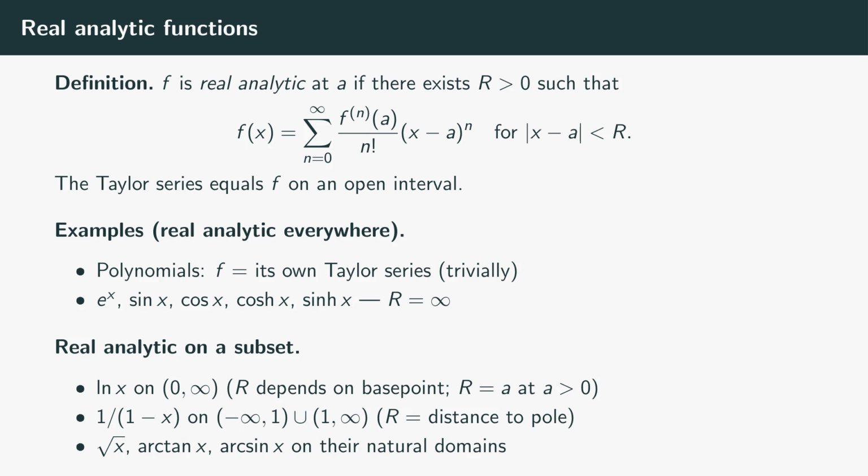Similarly, 1 over 1 minus x is real analytic everywhere except x equals 1, with r equal to the distance to that pole. The square root of x, arctangent x, arcsine x, all real analytic on their natural domains. The slogan: almost every function you'll meet in calculus is real analytic on its domain. The Taylor series machine actually works for the functions you care about. That's the optimistic story.